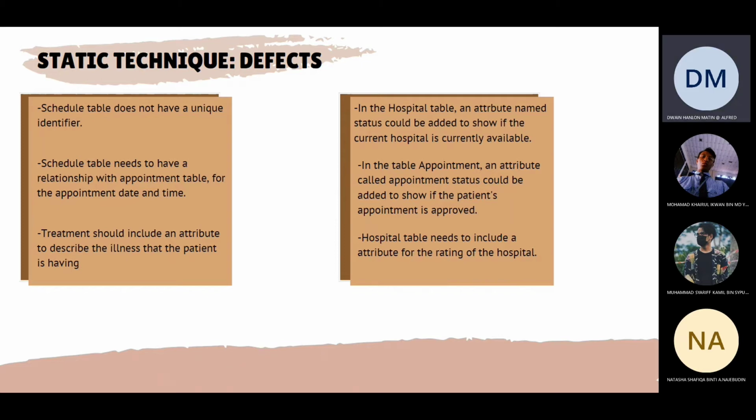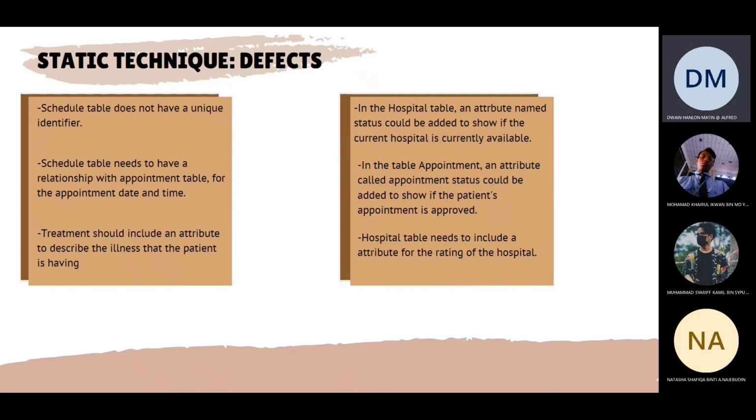Next off is the treatment table. The treatment table should include an attribute to describe the illness that the patient is having. This is useful to collect info about various treatments for various illnesses, so that the doctors wouldn't get confused about which treatment is which for each illness.